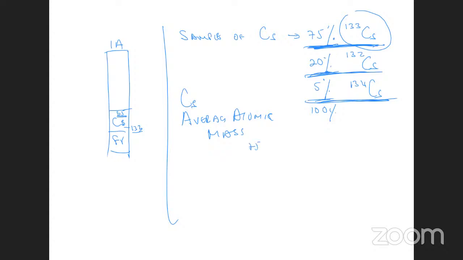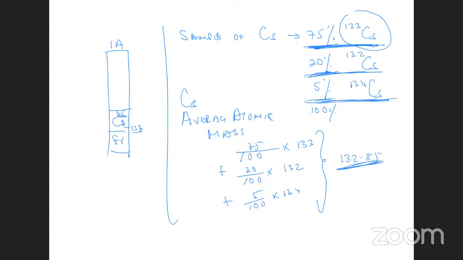So 75% means 75 times 133 plus 20 times 132 plus 5 times 134, all divided by 100. So the total of that would come to 132.85. That is the number you would see in the periodic table below. When you're calculating, we round it up or down depending on the number, but this is the actual average atomic mass.